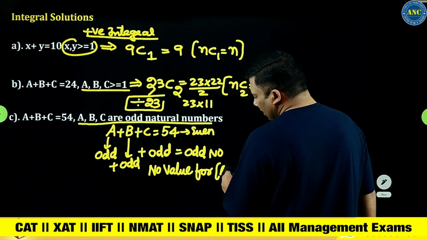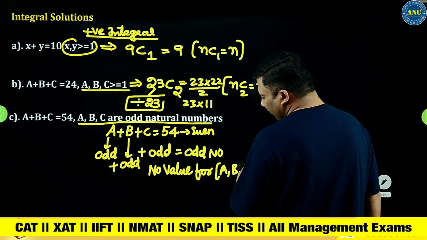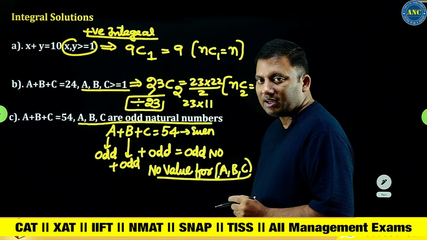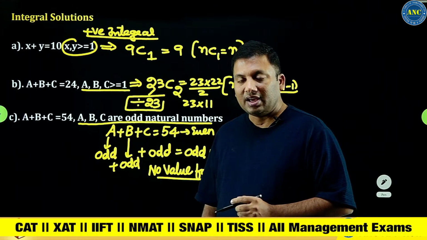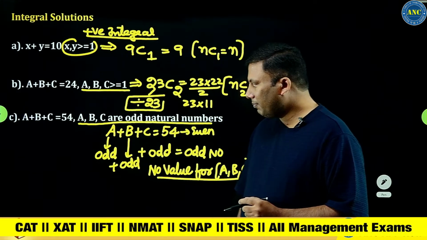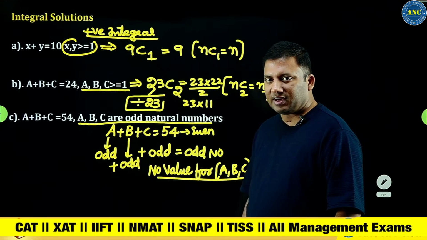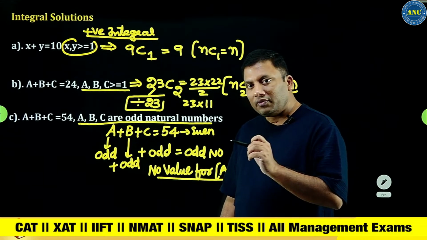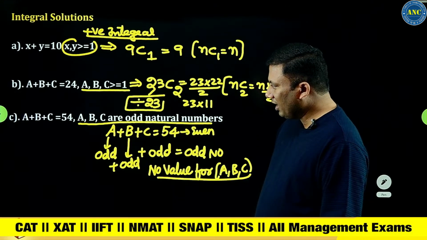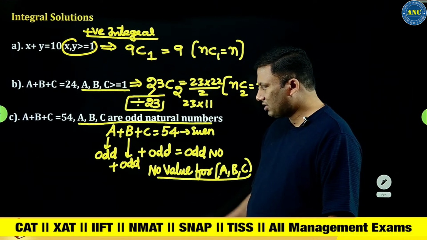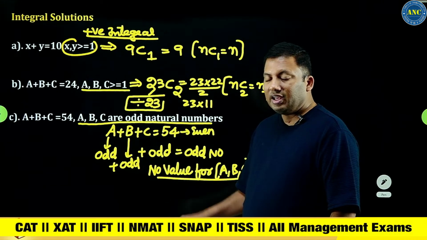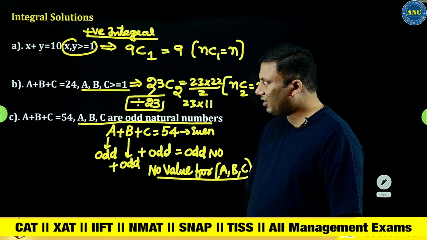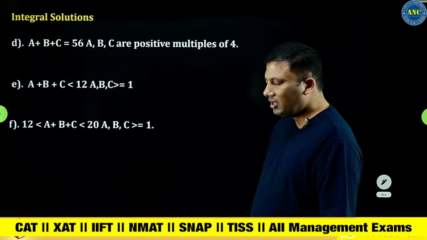A, B, C. If I add an odd number of odd numbers, I will get an odd number, but the right hand side is given as an even number. So the answer for this question is no value for A, B, C exists. Odd plus odd is even, even plus odd is odd. The right hand side is an even number.